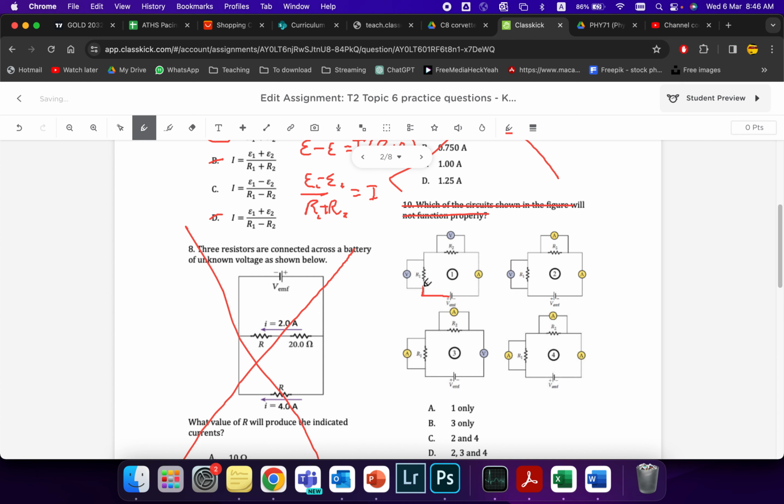The voltmeter is measuring the potential difference across a resistor. We do not want electricity to flow through here, so it should be a high resistance, which is why a voltmeter is in parallel. It has high resistance. And this is also fine.